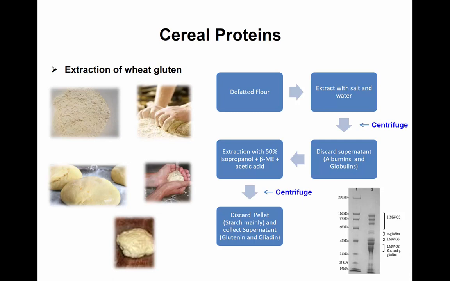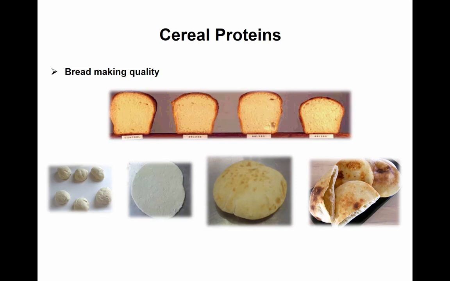Okay. And then you run it on the gel and you get your fractions, the different components of your proteins. So this is just to illustrate that lower gliadin to glutenin ratio, you need that for the loaf volume. The loaf volume becomes, or even height, becomes lower when you have higher gliadin to glutenin ratio, because you have more extensibility rather than elasticity.